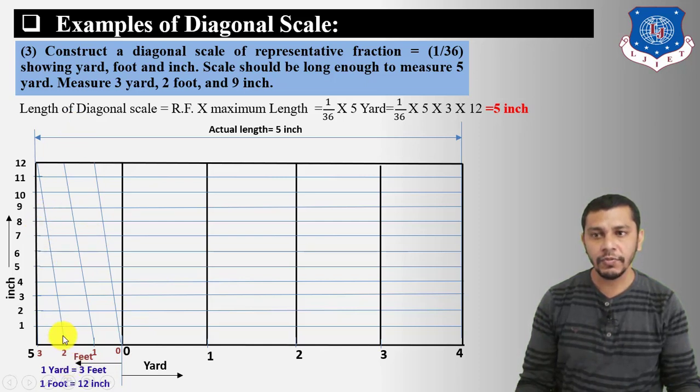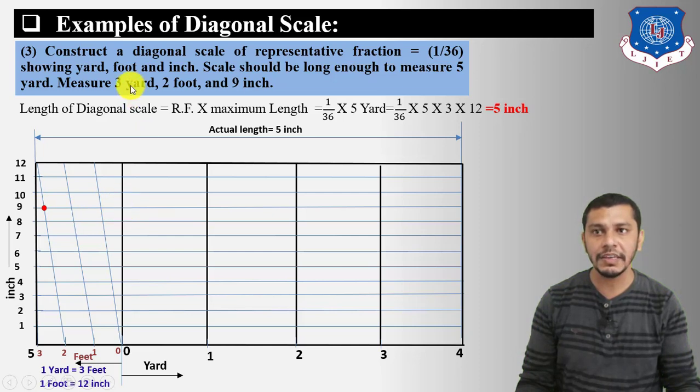So this will be our 2 feet, this will be our 2 feet 1 inch, 2 feet 2 inch, 2 feet 3 inch, and we have to show 2 feet 9 inch. That means this point will show us 2 feet 9 inch. So this point will give us 2 feet 9 inch. And on the main scale we have to show 3 yard. See, we have shown 2 foot and 9 inch on the scale. That means the distance between this point and this point will give us 2 feet 9 inch.